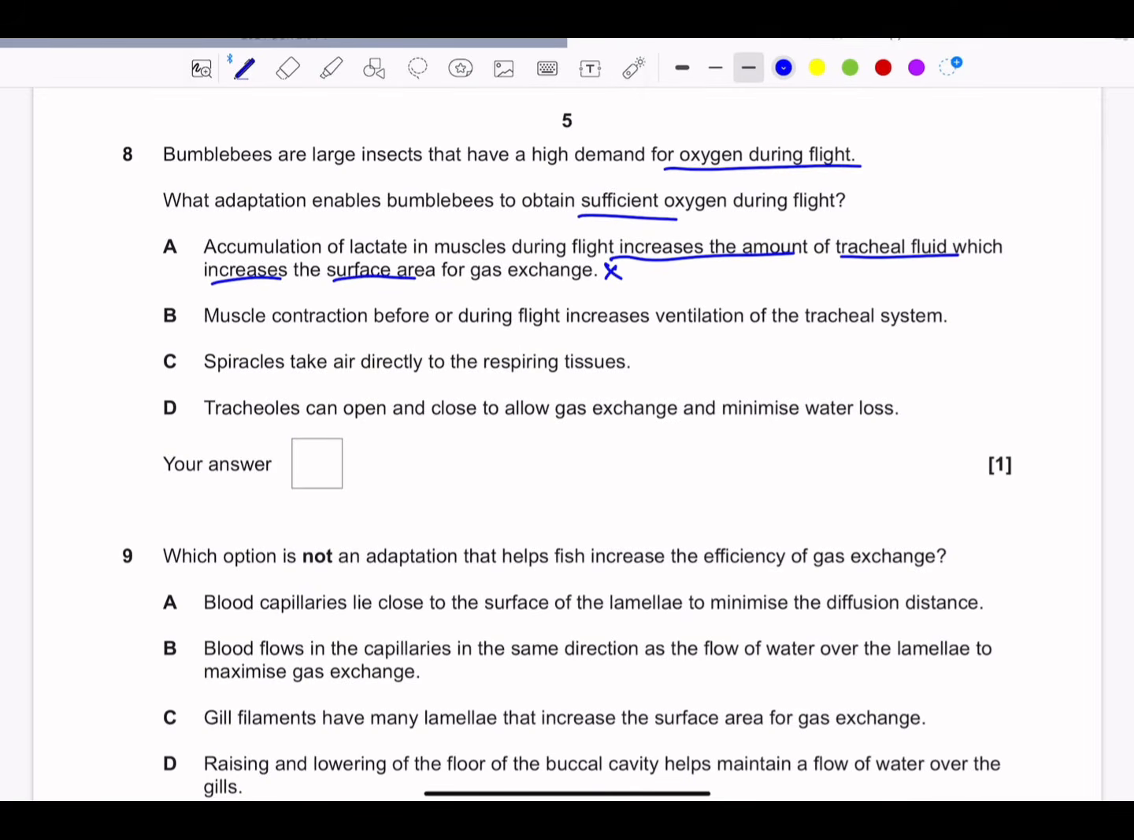B is that muscle contraction before or during flight increases ventilation. Well, yes, that would increase ventilation because you're opening and closing the spiracles that way. So yeah, the answer would be B. C is incorrect because spiracles would take it to the body cavity, not the tissue, and tracheae do not open and close because spiracles can open and close.